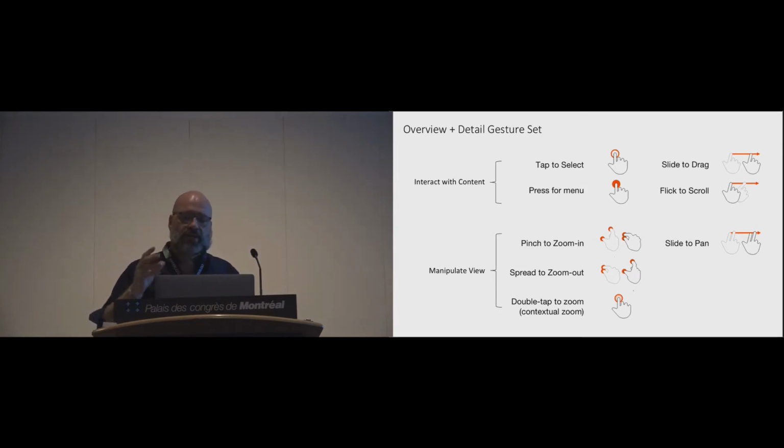And we categorize the common gestures into two sets. The first is this idea of content interaction gestures, the ones at the top. These are things that let you change the content. Tap to select something in the image, or slide to drag to actually manipulate something in the image itself, press for a context menu. These are actually manipulating the content that you're looking at.